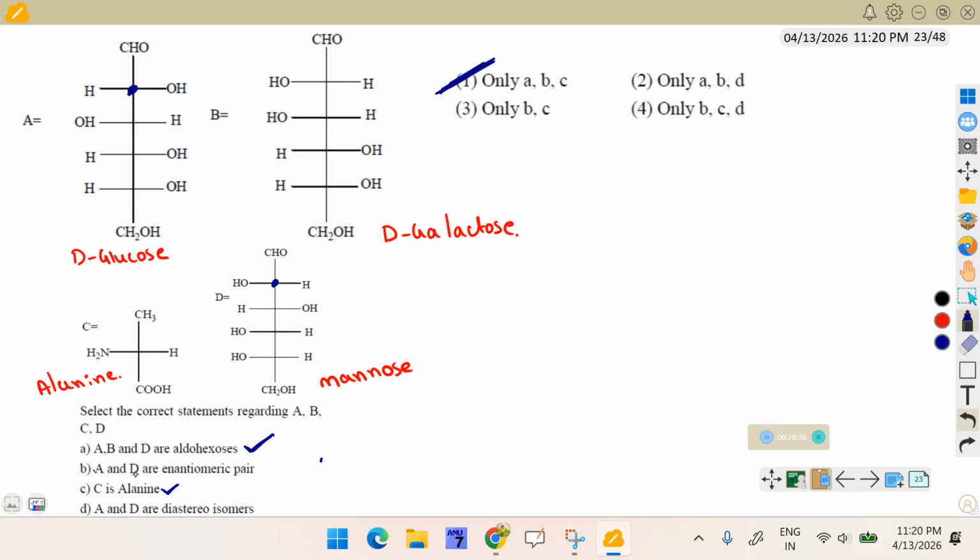Check it. A and D are enantiomeric pairs. A and D are enantiomers only, non-superimposable mirror images. This is correct. Check A and D, non-superimposable mirror images. A and D are not diastereomers, only enantiomers.